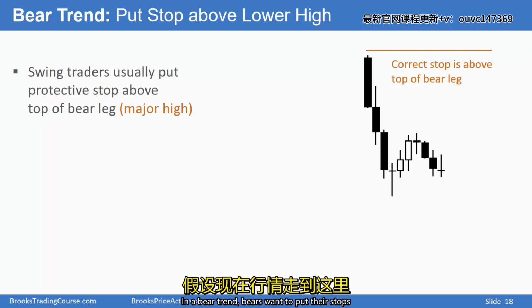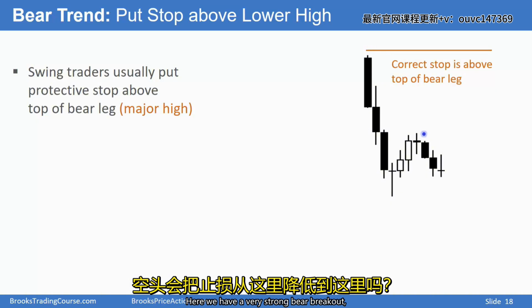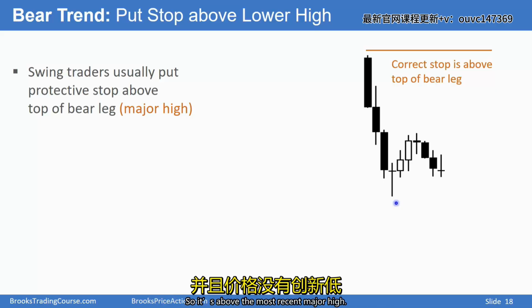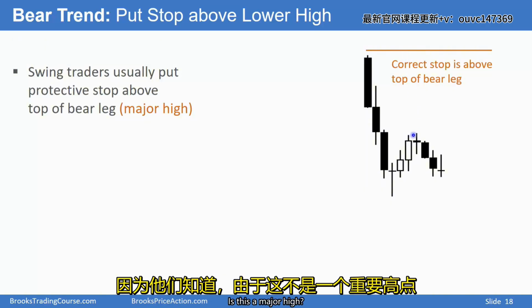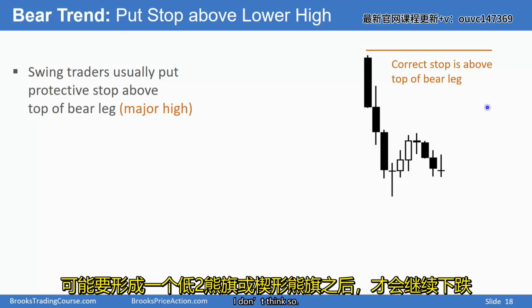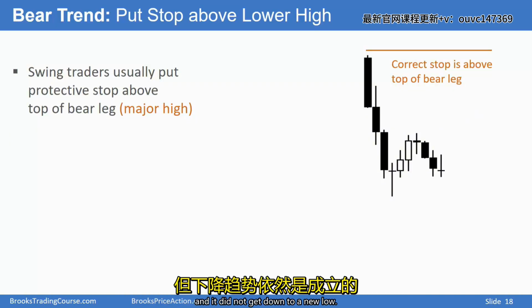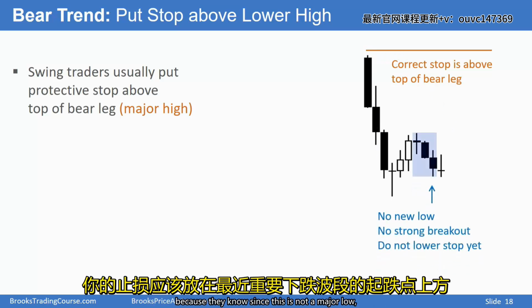Let's say we're at this point. Is this a major high? Will bears lower their stops from here to here? I don't think so. That's not a particularly strong bear breakout and did not get down to a new low. The bears who shorted for any reason still have their stops up here because they know since this is not a major low, the market could easily go above it and still be in a bear trend. So we could get a low 2 or a wedge bear flag. So we can get one more slightly higher high, another slightly higher high, and still be in a bear trend. If you're selling for any reason, your stop is above the top of this major sell-off.